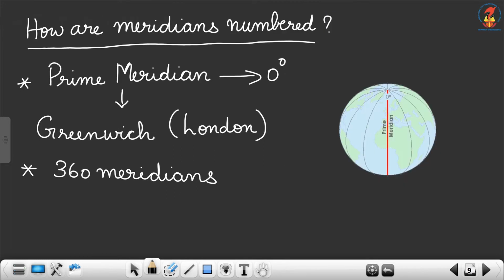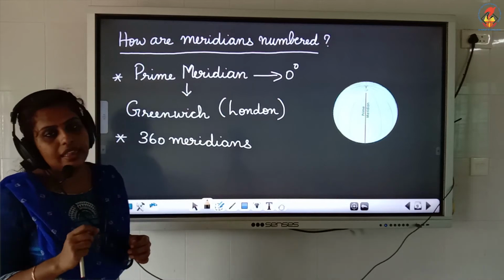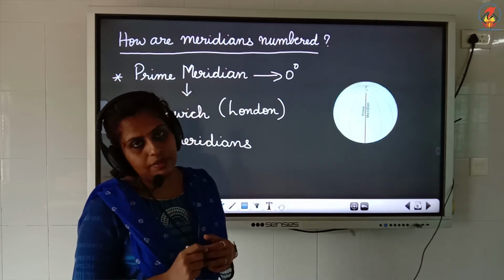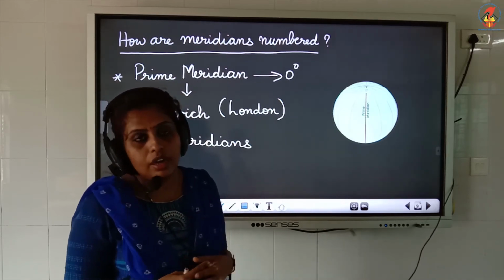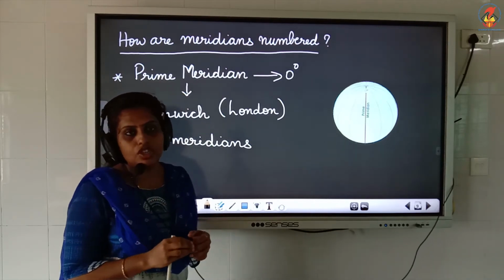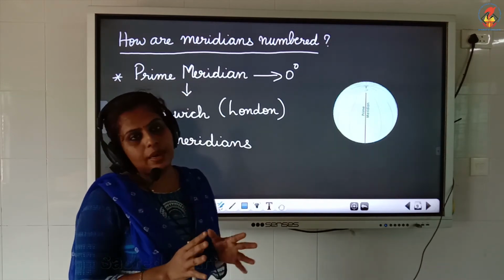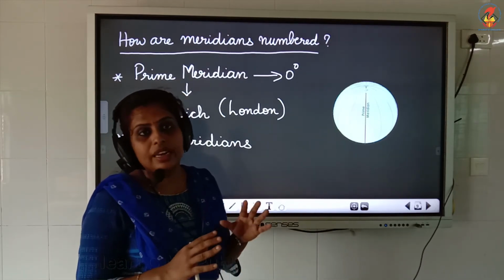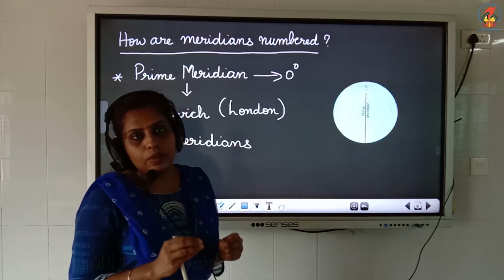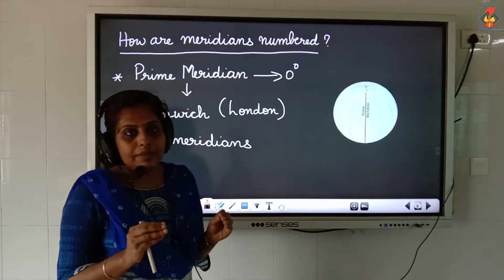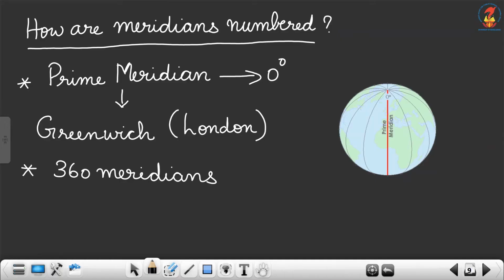That is, how are meridians numbered? In the last class, we said that for parallels, the numbering starts from the equator with 0 degrees. But there were studies going on about where the meridian numbering should start from. So in the year 1884, they fixed a place named Greenwich in London. And they said that Greenwich will be the starting point of numbering the meridians. And they named it the prime meridian, and this prime meridian runs through Greenwich.